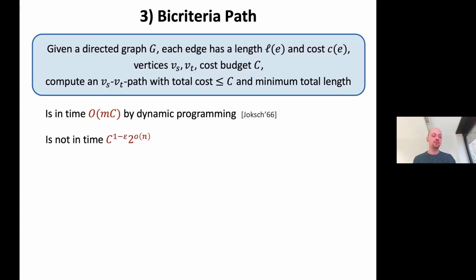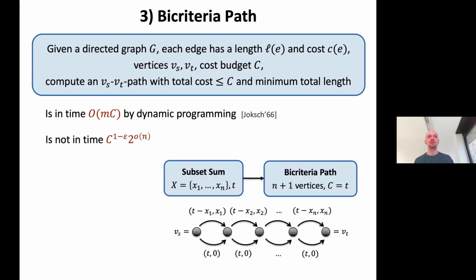It's a generalization of even Knapsack, but also certainly of subset sum. So clearly you cannot solve it in C to the n minus epsilon times 2 to the little of n. And really this formalizes this simple reduction from subset sum to Bicriteria path.